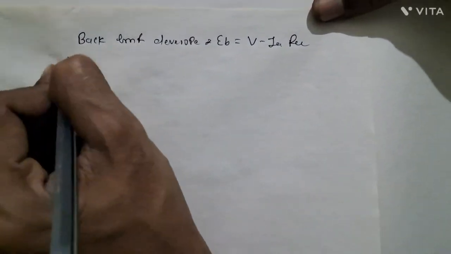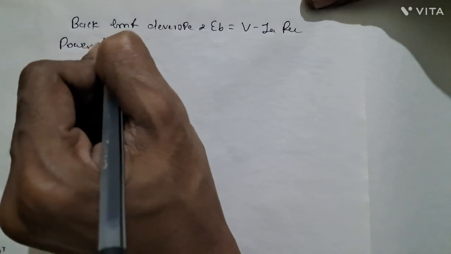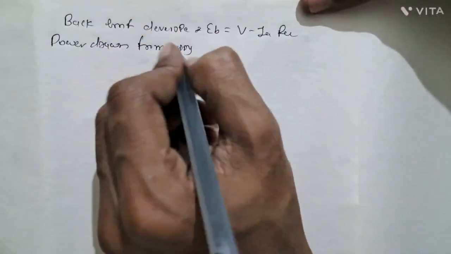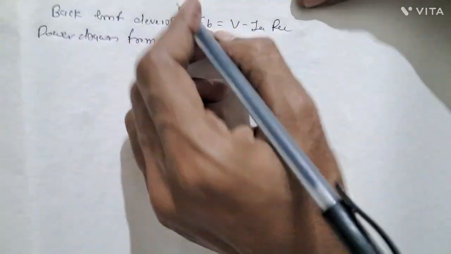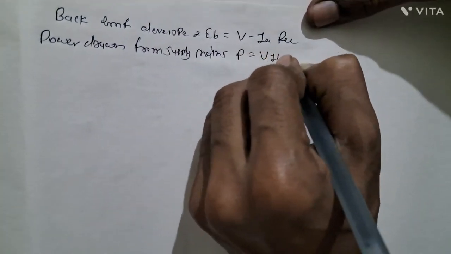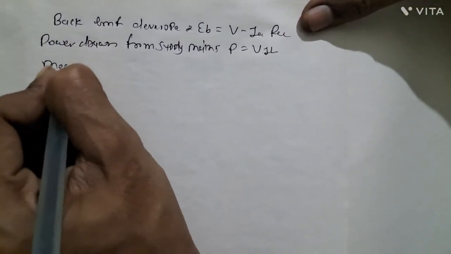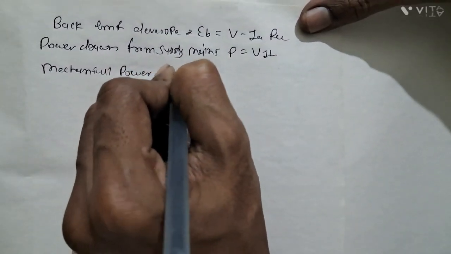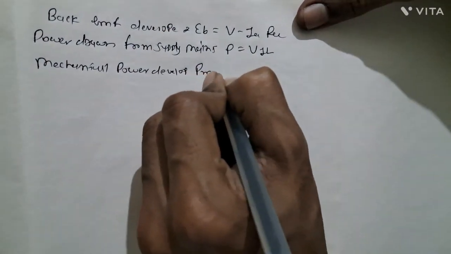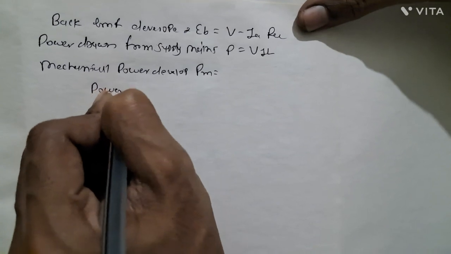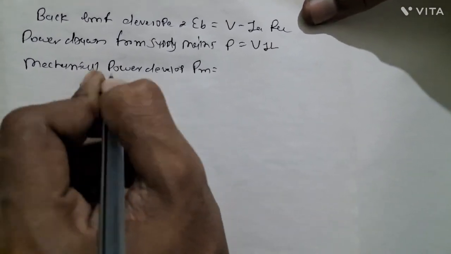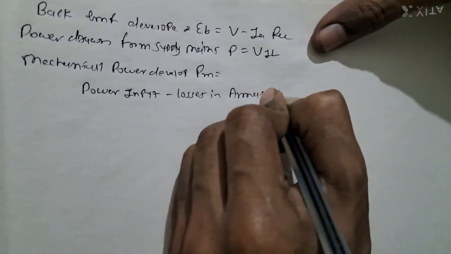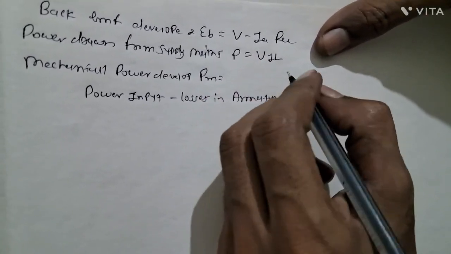The power drawn from the supply means P is equal to V IL. And the mechanical power developed, PM, is equal to the power input minus the losses in the armature and shunt field.